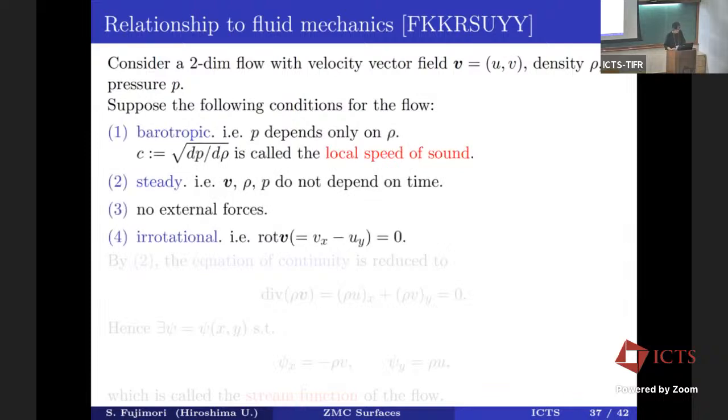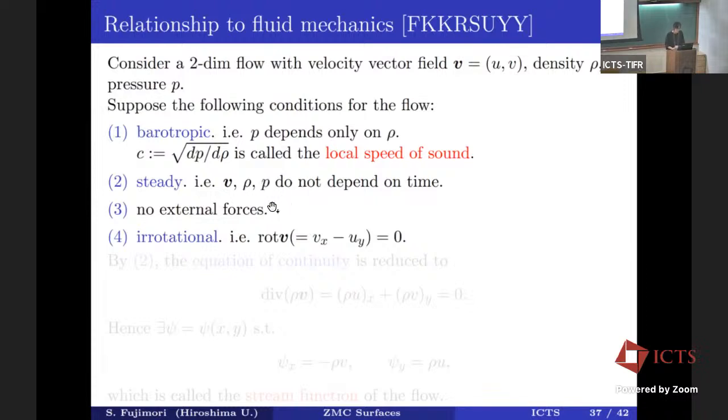Okay. And we suppose the following conditions for the flow. One is the flow is barotropic. That is, the pressure depends only on rho, density. Okay? And also, c is defined as the square root of dp over d rho, which is called the local speed of sound. And the flow is steady, that is, the velocity, density, and pressure do not depend on time.